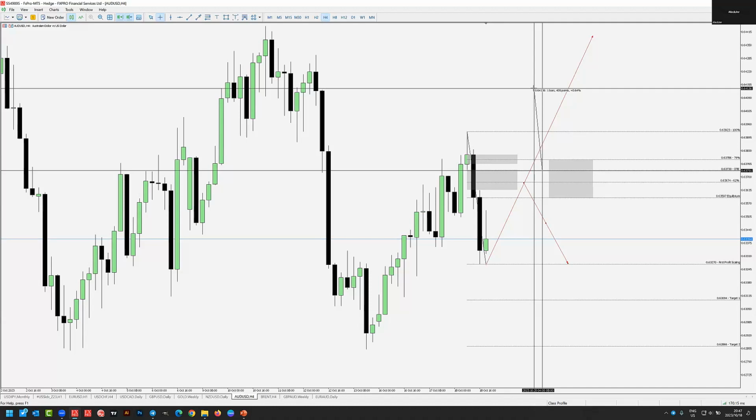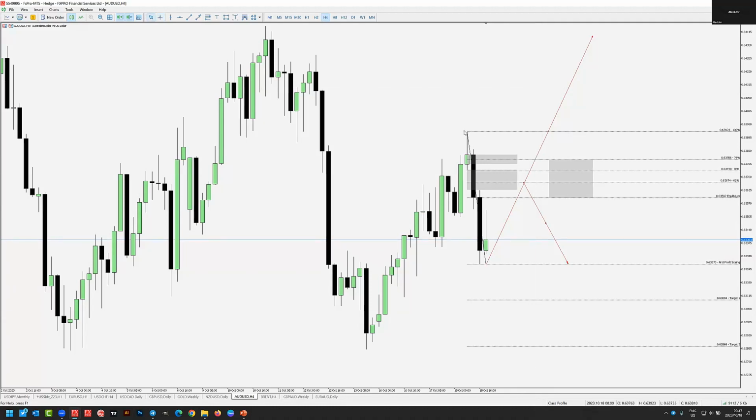Because if price does continue all the way up there, it means there's a change in market structure. It has already broken above this high. So the chances are very high that it's going to create a new high, retrace, and then continue going. That's how you put your stop loss.